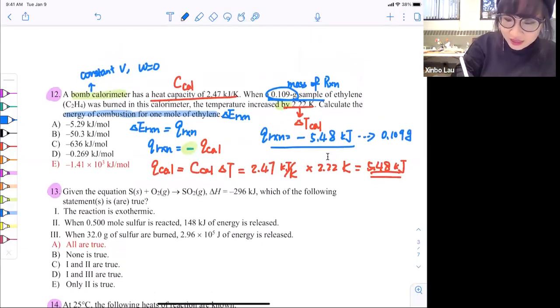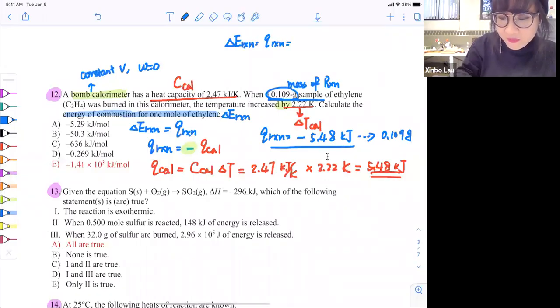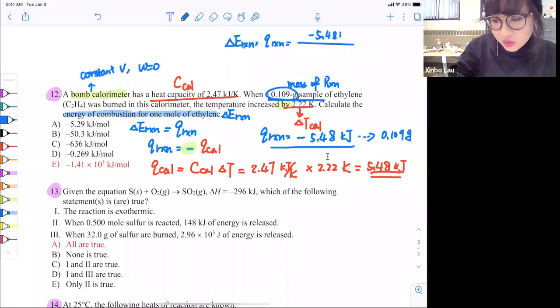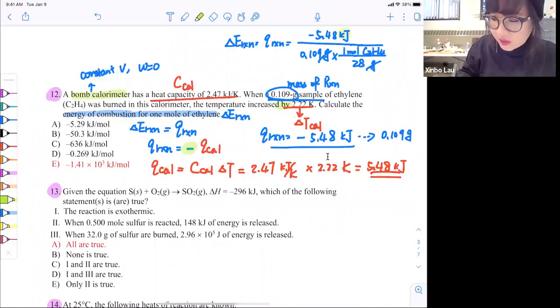The delta E equals the Q of the reaction, and now we want that Q per mole, so we need to deal with that. That will be negative 5.48 kilojoule, and this is coming from 0.109 grams. How many moles is that? We can simply do that calculation. Every 1 mole of ethylene, which is C2H4, you go to your periodic table and calculate the molar mass, which is 28 grams per mole. So grams get cancelled. After this calculation, we get kilojoule per mole.